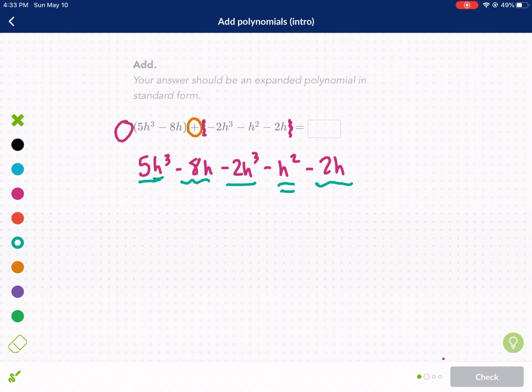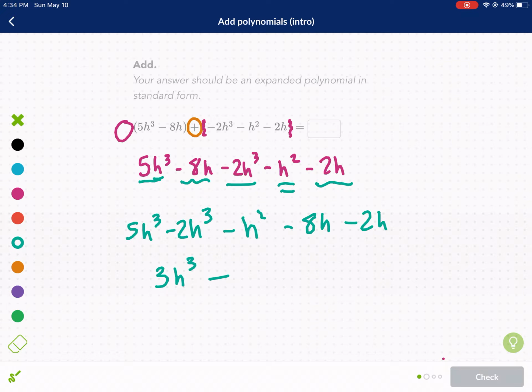I always start from the biggest exponent and work my way down. So we have 5h cubed minus 2h cubed. I'm going to write it next to each other this time, and then next time when you guys get the hang of it, I'll get rid of that. Minus h squared, that's the next biggest. And then we have minus 8h minus 2h. Now I just need to combine. I have 3h cubed minus h squared.